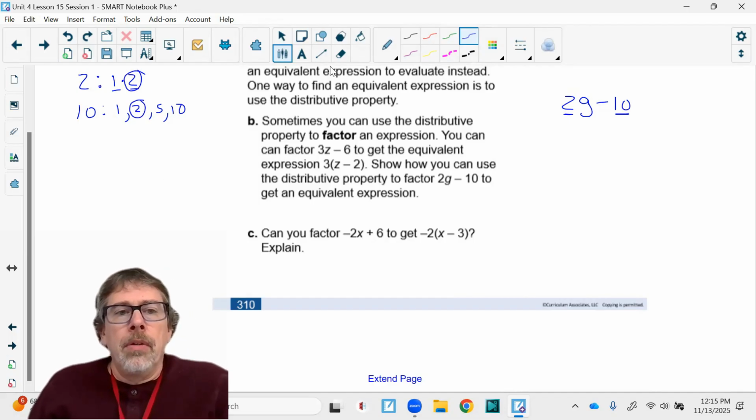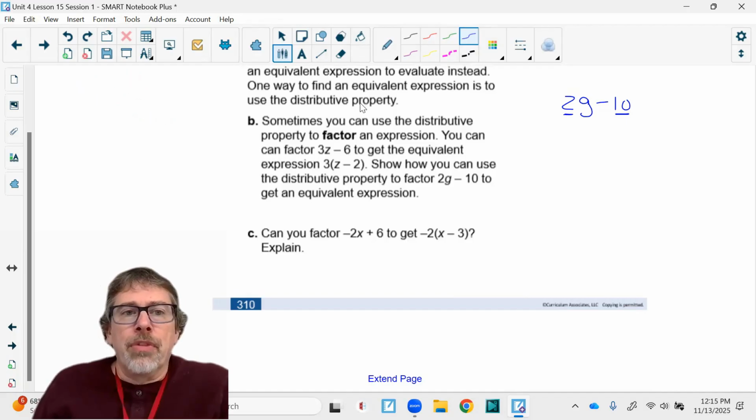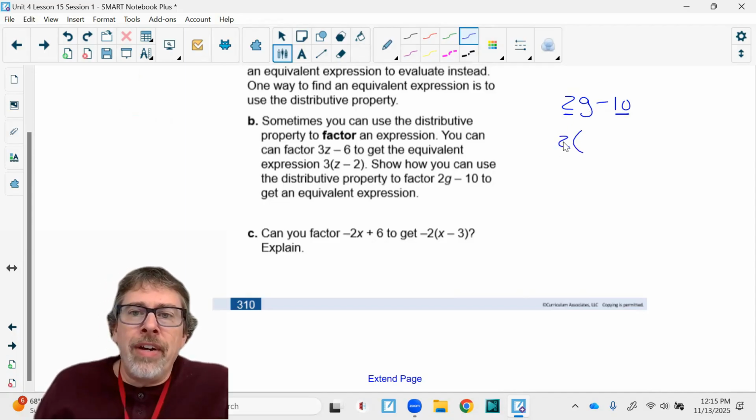Okay? And that's where it comes from. So all you have to do is say, what will go into 2 and 10? Well, the answer is 2. You factor that out, and now it's just division. 2g divided by 2 is g. Negative divided by a positive is negative. 10 divided by 2 is 5. Okay? And there's an equivalent expression.